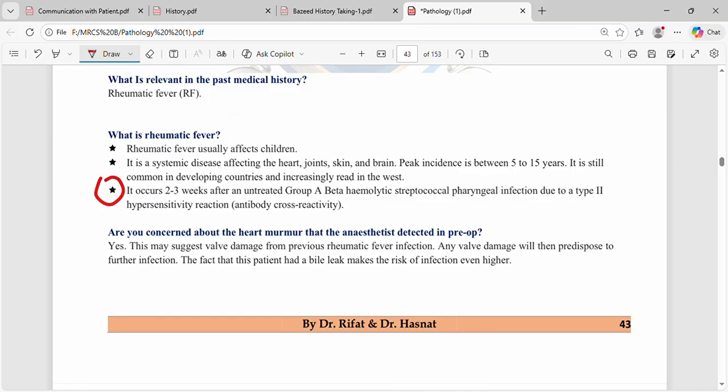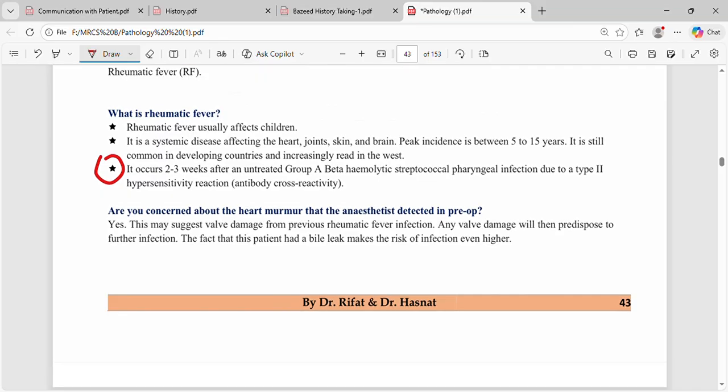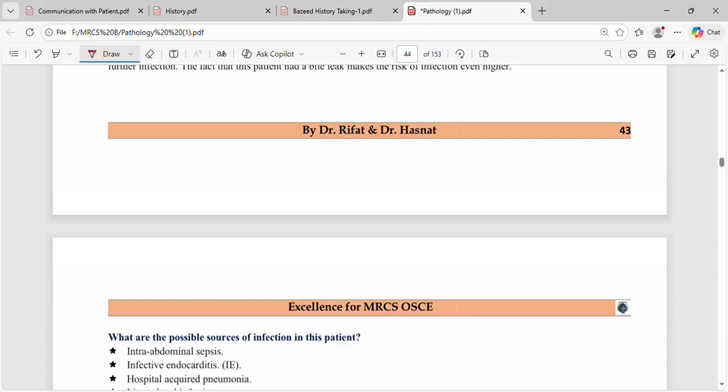Are you concerned about the heart murmur that the anesthetist detected in pre-op? Yes, this may suggest valve damage from previous rheumatic fever infection. Any valve damage will then predispose to further infection. The fact that this patient had a bile leak makes the risk of infection even higher.